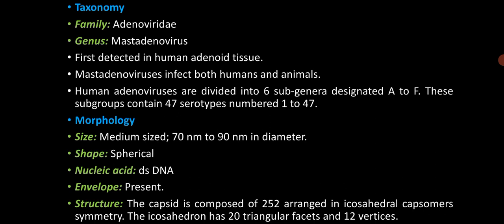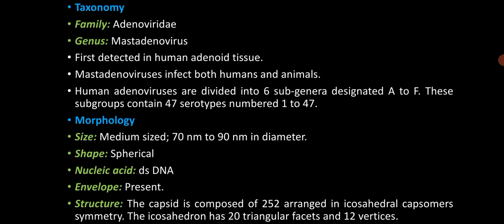The Mastadenoviruses infect both human beings and animals. The human adenoviruses are divided into 6 subgenera designated A to F, and these subgroups contain 47 serotypes. They are numbered from 1 to 47.